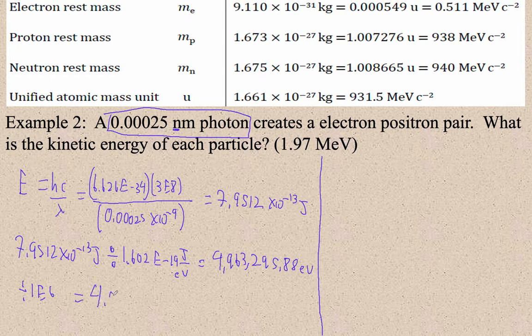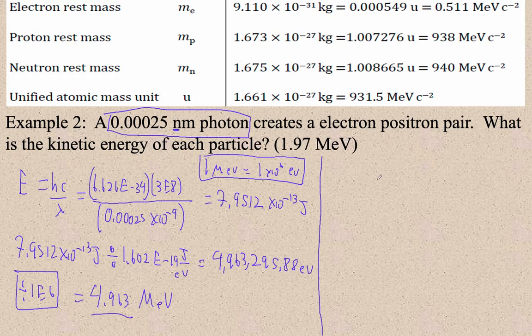Now I've got how many MeV it is. Remember that 1 MeV is 1 times 10 to the 6th eV. People forget that. It's just a factor of a million. Now we've got this budget. We've got to create an electron-positron pair, and they both have that much energy. So we have 0.511 spent to make our electron, 0.511 spent to make our positron, and then we've got Ke for the electron, Ke for the positron. All of that's going to add up to 4.963.